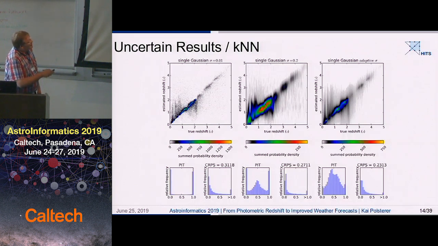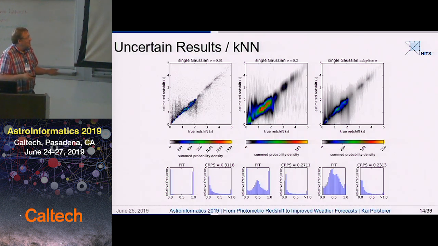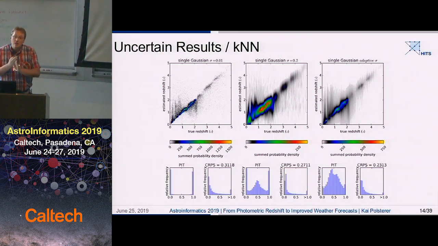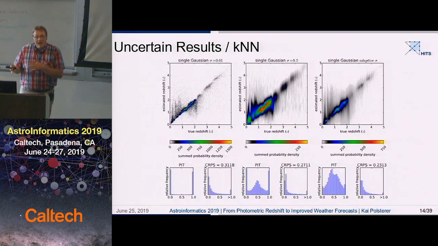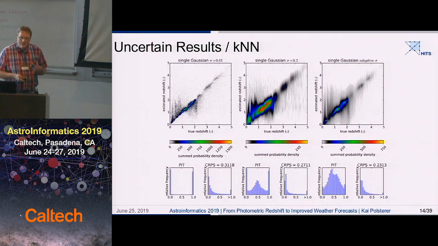So if you now take a single Gaussian and make it wider, you see, oh, I have some outliers at the upper and lower end, and in the middle, it's over-dispersed, it's too wide. So what if I now take my nearest neighbors and calculate the mean over the nearest neighbors and the standard deviation and use this as the basis for my prediction? I already improve my results a lot. So I just look at what the nearest neighbors look like, and use it as a basis. It's improving, but it's not perfect.